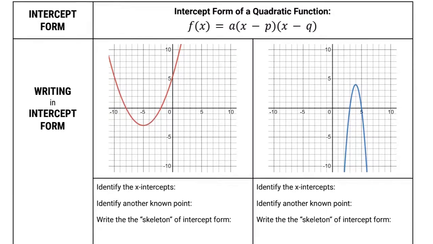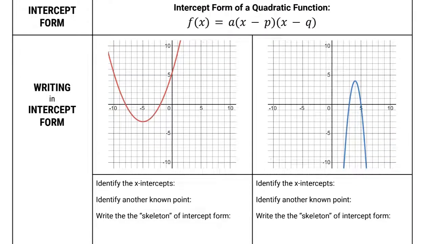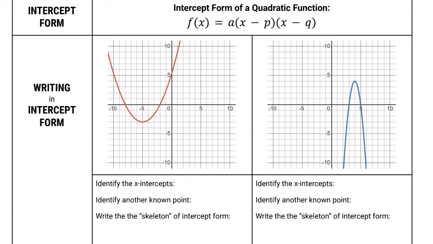So here at the top, we see the intercept form of a quadratic. Remember, it's x minus p, x minus q. It's got that flip going on. So if we've got a subtraction sign, p was positive and vice versa. So the first thing that we're going to be able to do is, well, intercept form is concerned about the x-intercepts. And so if we can spot them on the graph, that gives us our first step.